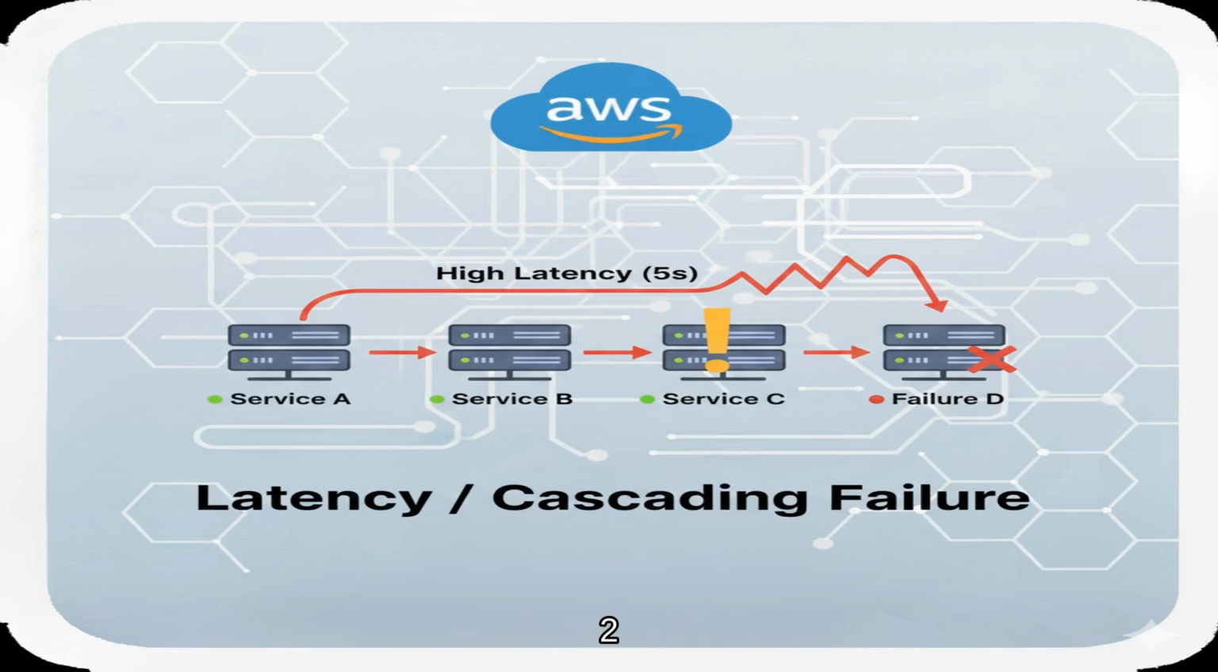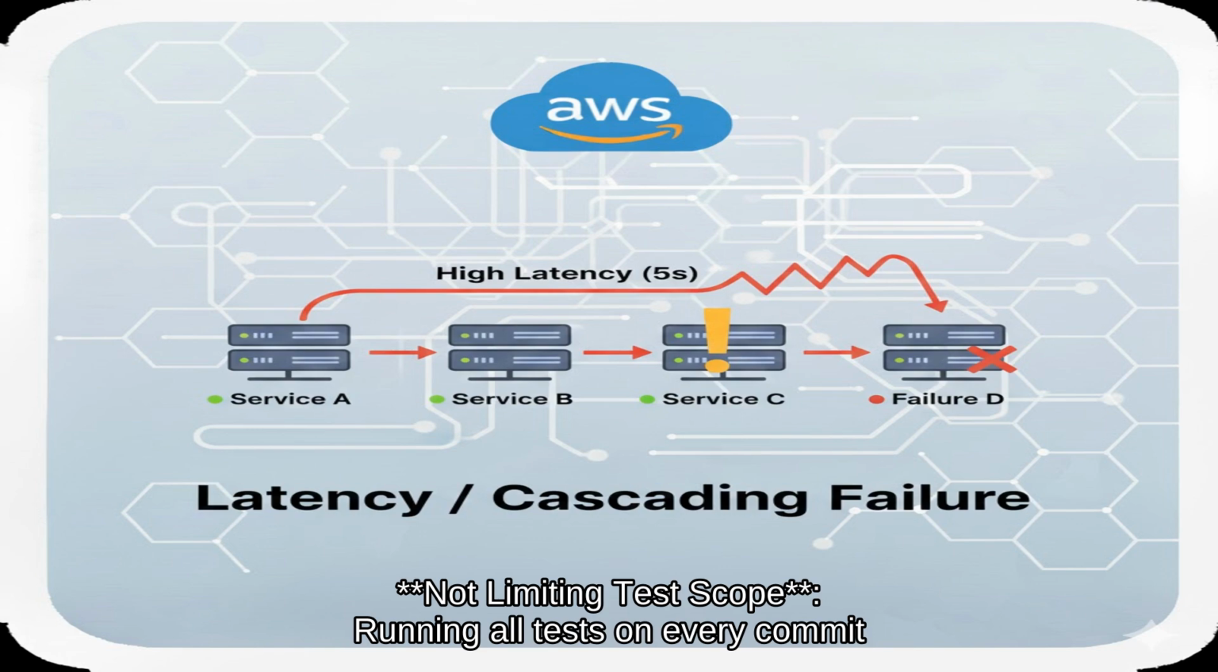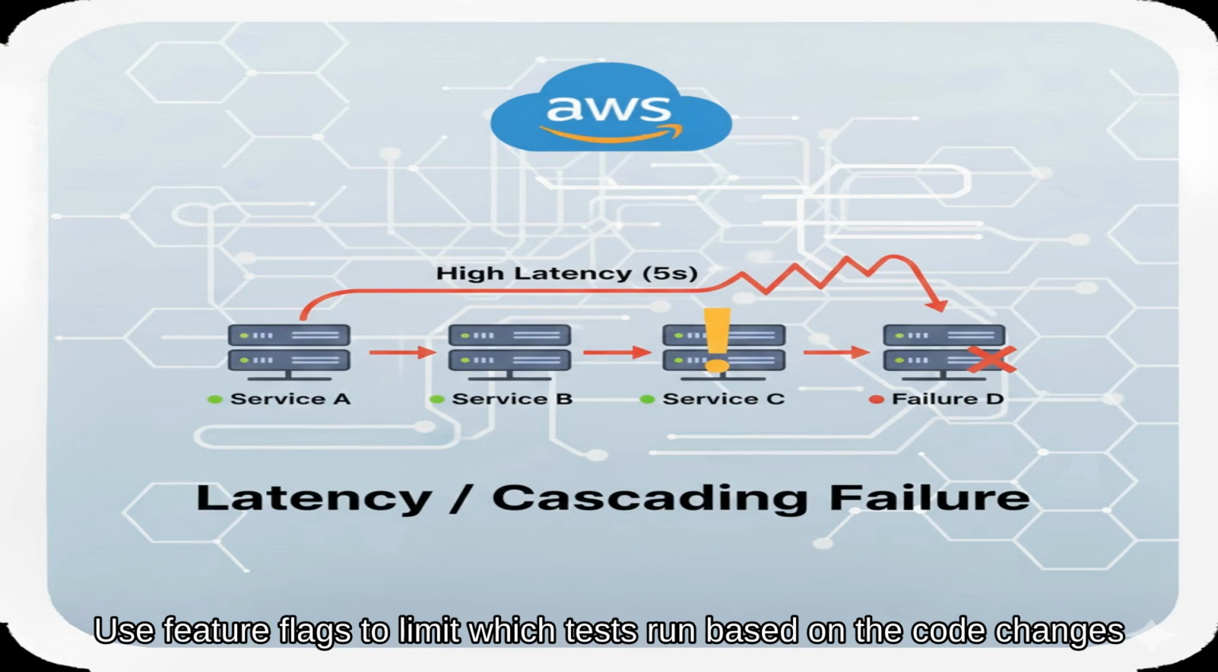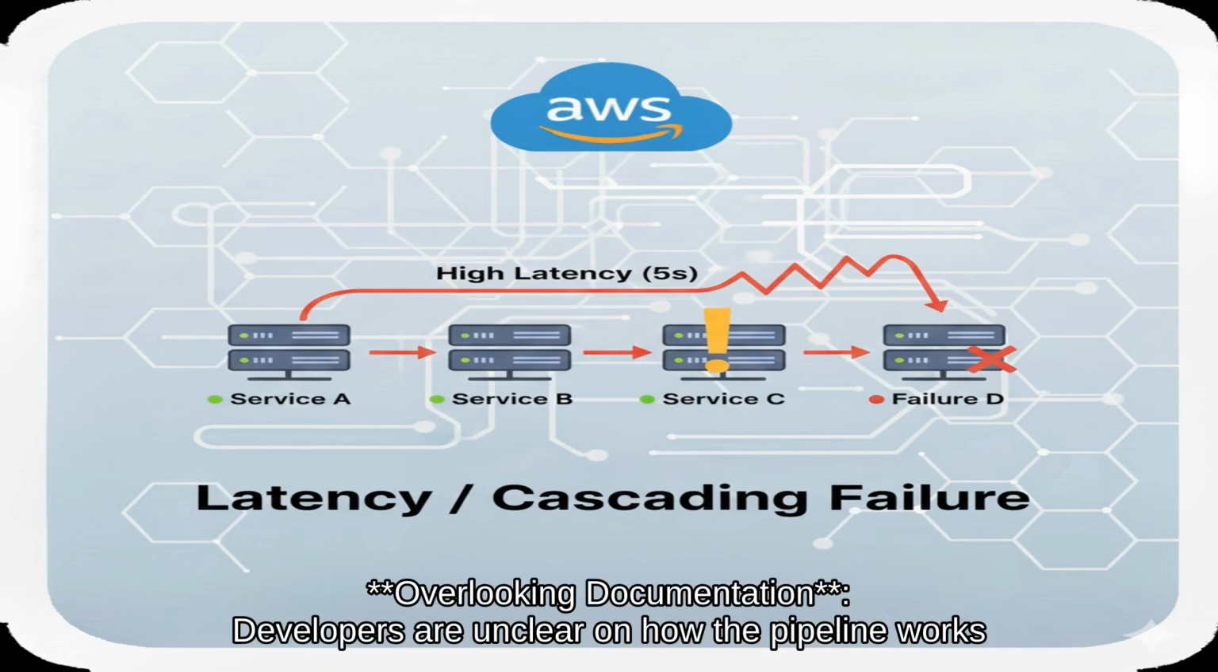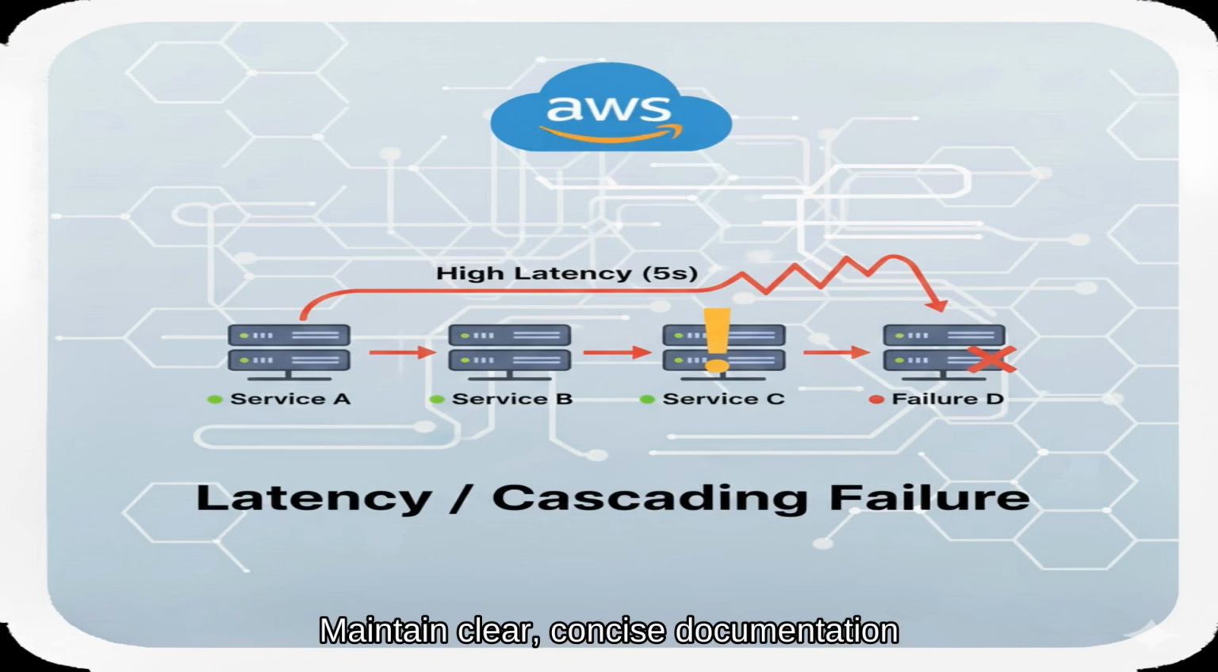2. Not limiting test scope. Running all tests on every commit. Use feature flags to limit which tests run based on the code changes. 3. Overlooking documentation. Developers are unclear on how the pipeline works. Maintain clear, concise documentation. Update it regularly.